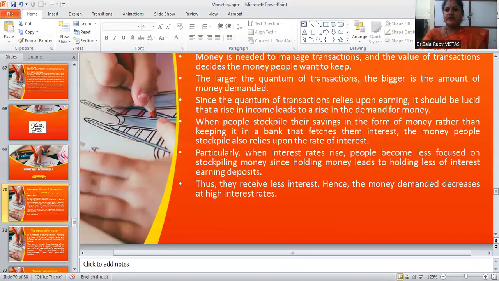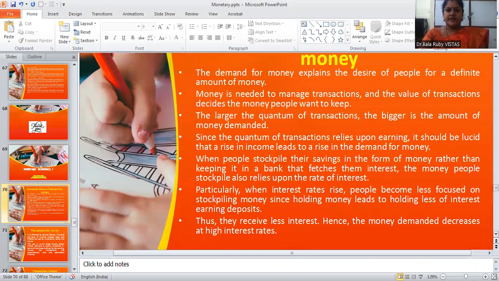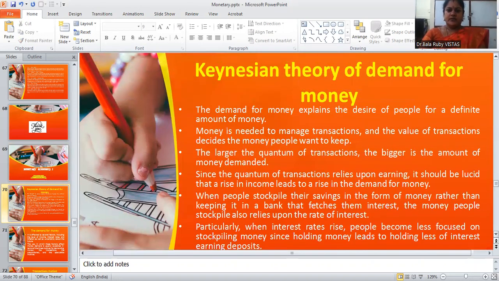Students, in today's class, we are going to discuss the Keynesian theory. So, the demand for money explains the desire of people for a definite amount of money. Money is needed to manage the transactions and the value of transactions. This is the money people want to keep.